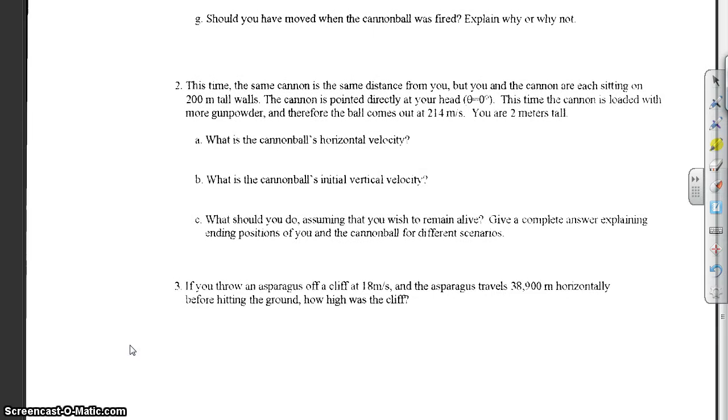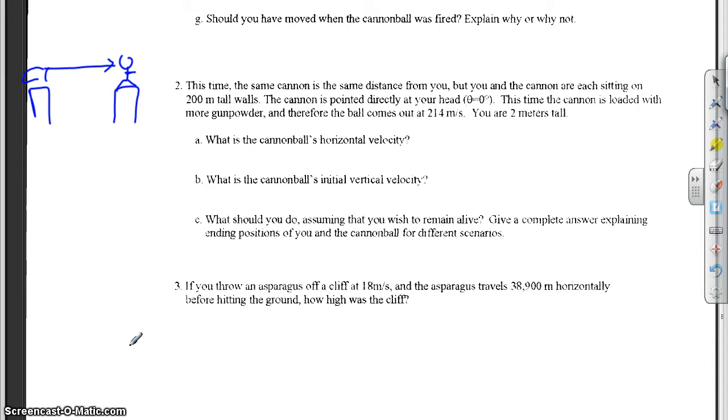We've only got 2 more problems. This time, the cannon, same distance from you, but this time you're both sitting on 200-meter tall walls. This is sort of like the 2 towers thing. Cannon is pointed directly at your head, theta equals 0, so you have the cannon on the tower, and here's you. It's pointing directly 0 degrees at your head, so it's going to be launched only horizontally.